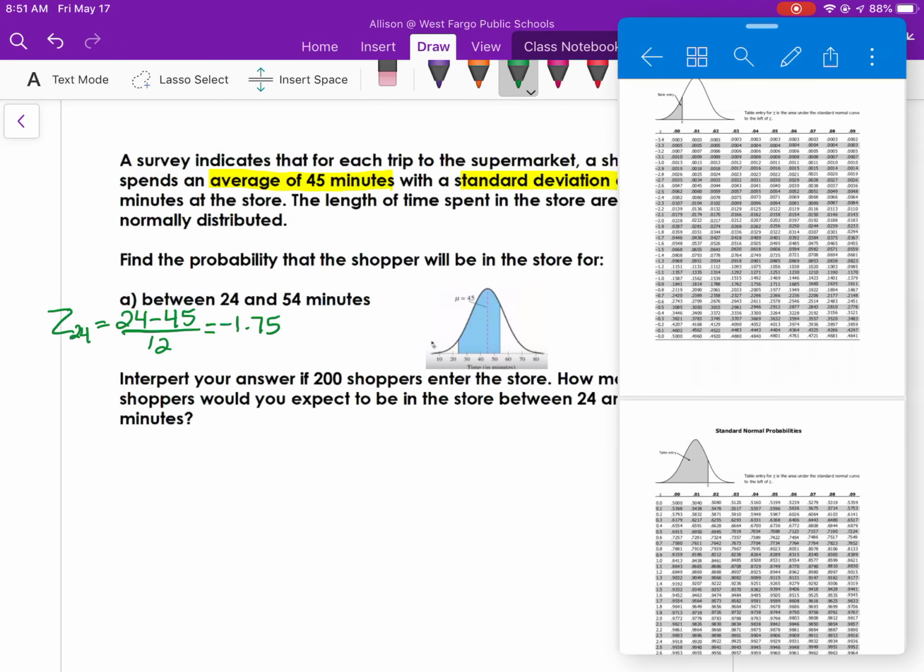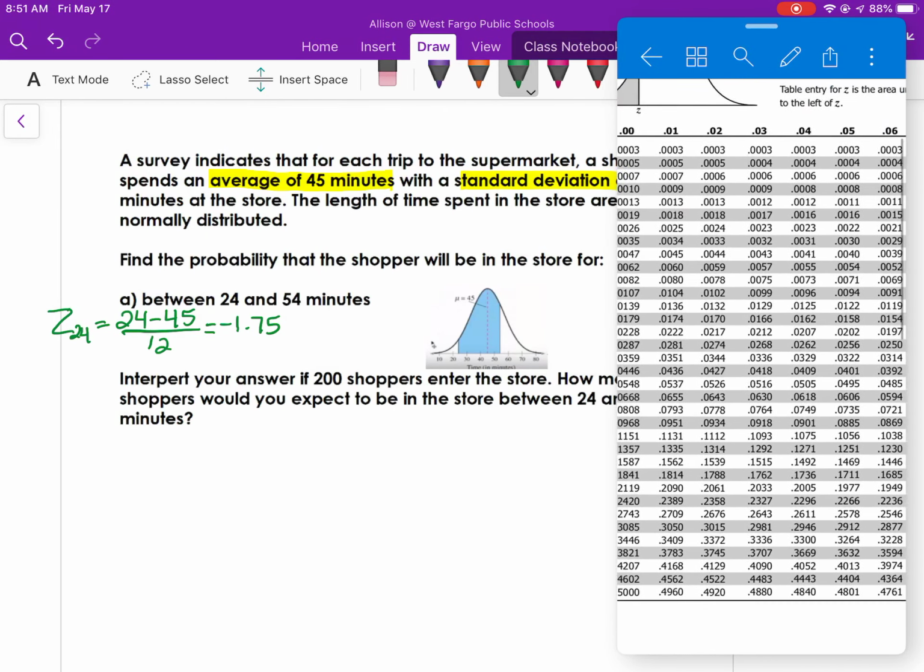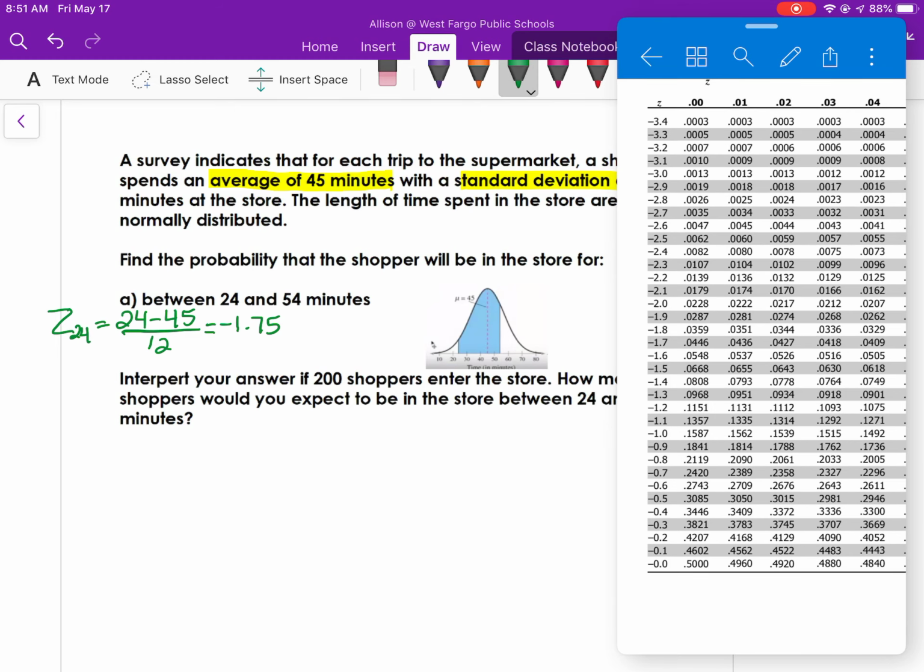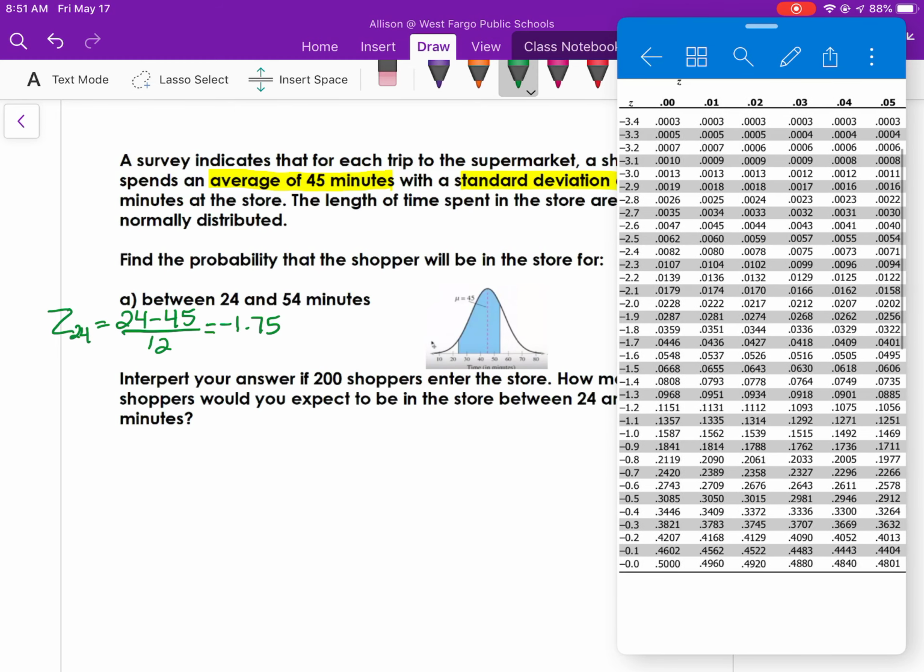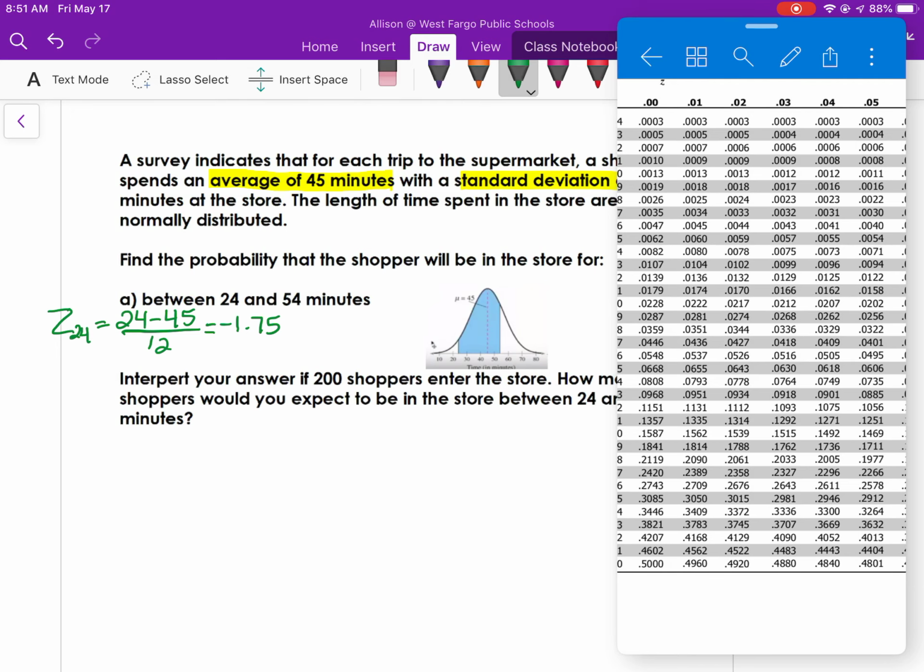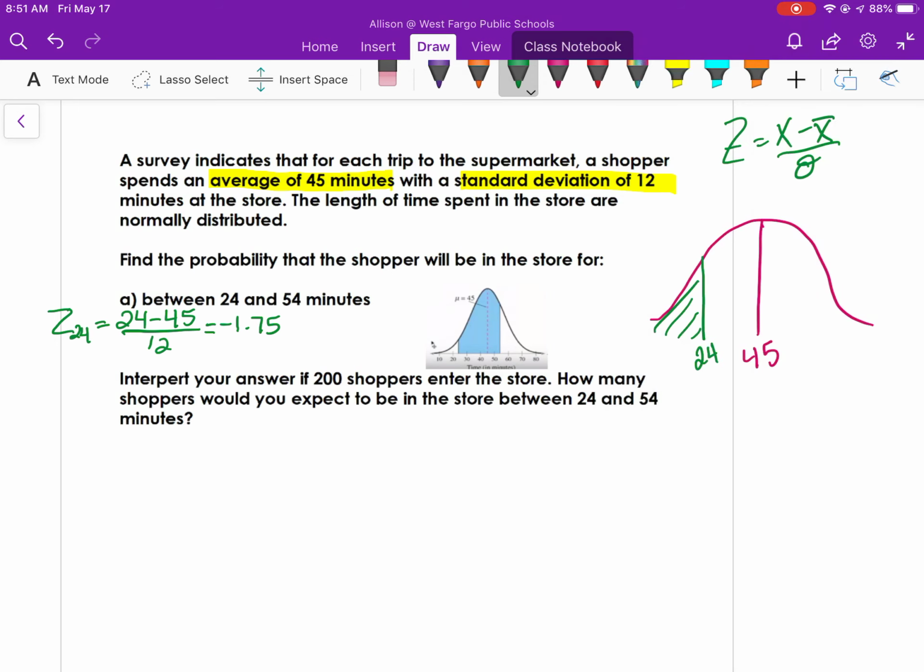So using my z-score table, go to the negative side and go to negative 1.7 and then over to 0.05. You should see it's 0.0401. So the area under that curve there, right here, is 0.0401. So the area for 24 is 0.0401. That means that about 4% will stay in the store for 24 minutes or less.